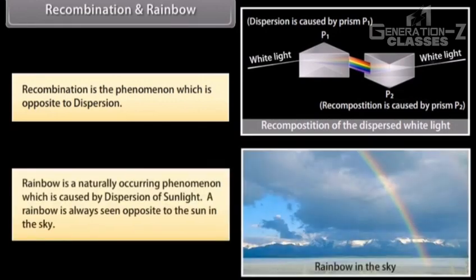We all love to see the lovely view of a rainbow after the rains. It is a natural phenomenon which occurs as a result of dispersion. A rainbow is always seen opposite to the sun in the sky. During rain, water drops act as prisms for the sunlight.